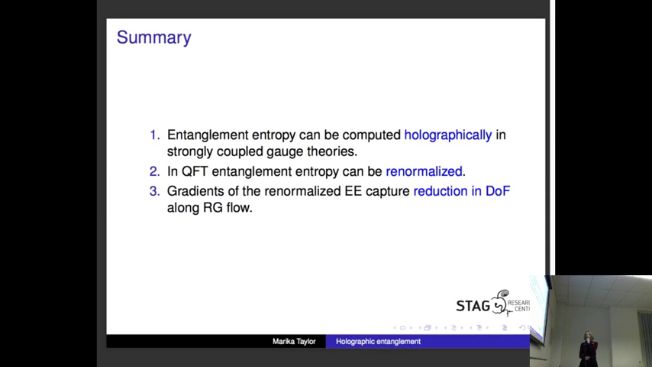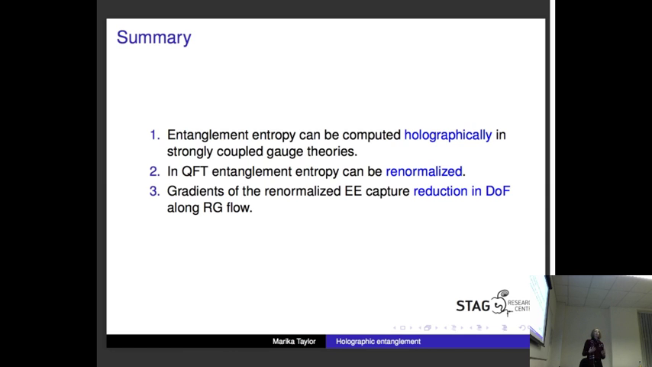Okay, so let me summarize. Entanglement entropy can be computed holographically in strongly coupled gauge theories. In quantum field theory as a whole, entanglement entropy can be renormalized. So if you're a condensed matter physicist, you may be happy to be working with this regulated quantity because you have a lattice cutoff in your system, a real physical cutoff. As a quantum field theorist, I'm personally very unhappy with working with a quantity that's regulated. I would rather work with a quantity that's renormalized.